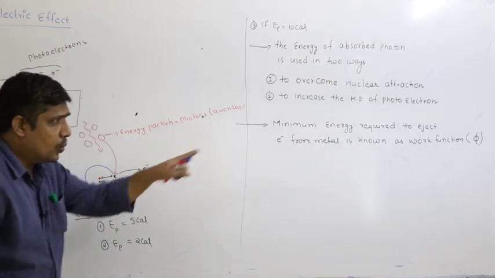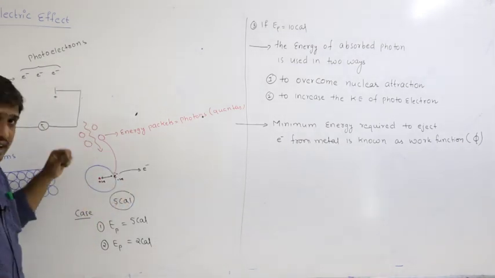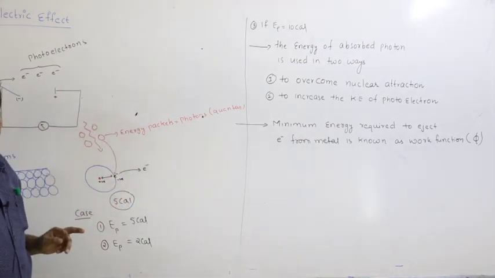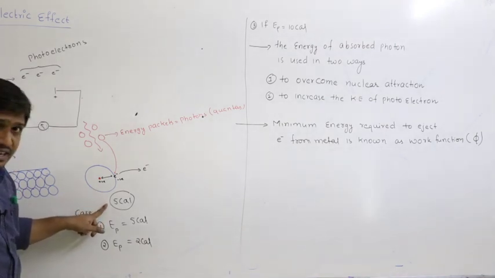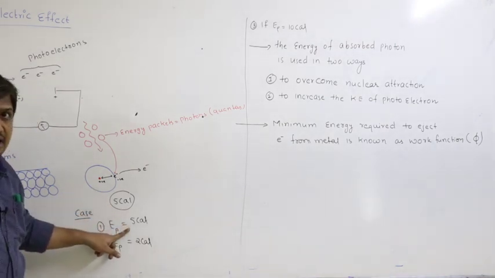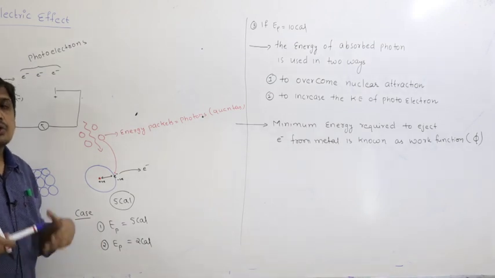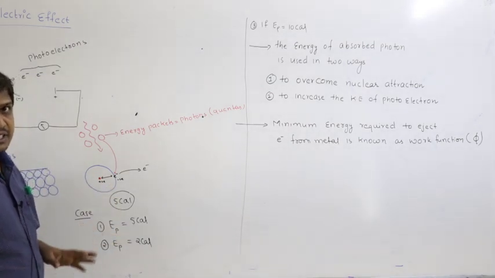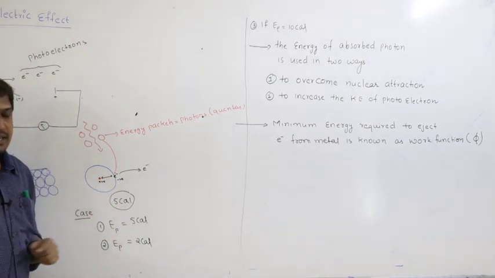Right. Now, who has to provide this energy? Same, the photon has to provide it. If the required energy is 5 calories and the photon provides 5 calories, all the 5 calories is utilized to overcome the nuclear attraction. So, this is the minimum energy, right.